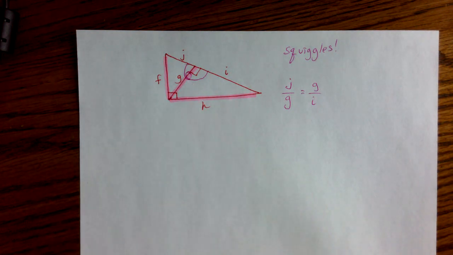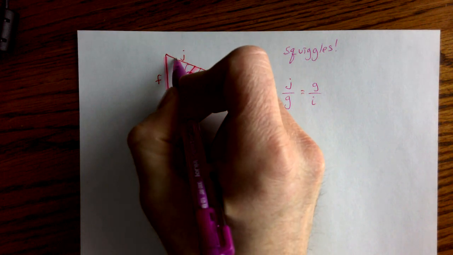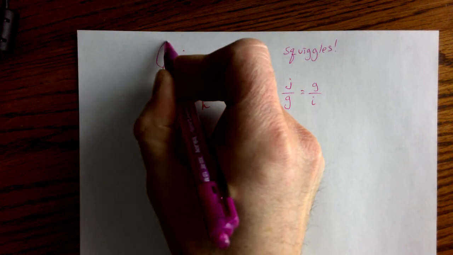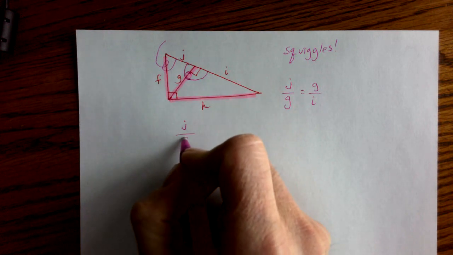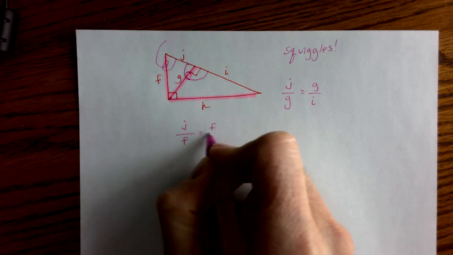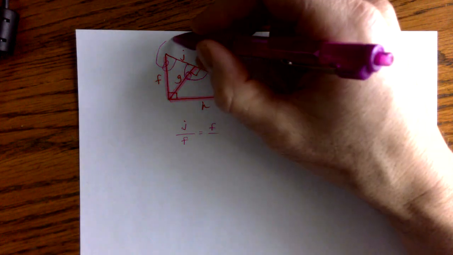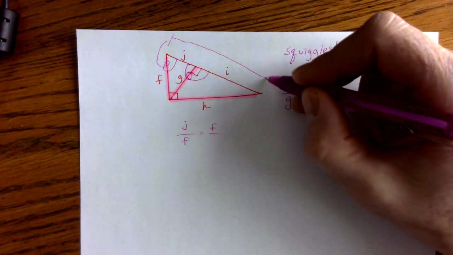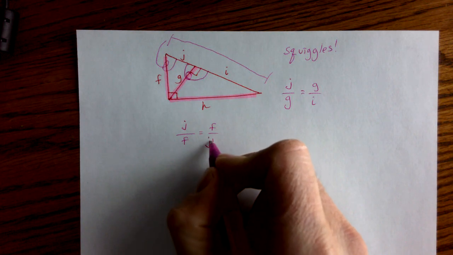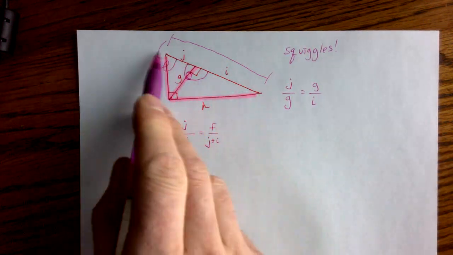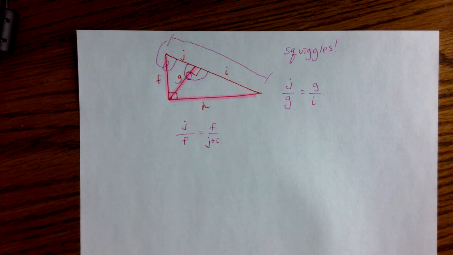So if we look at the other third one, we would start here. We would go squiggle loop. But the big key is, and we're going to start this one, we would say J is to F as F is to, and then the big key is you have to go to the entire segment. So in this case, you'd have to put J plus I, or if you knew what that was, right there.